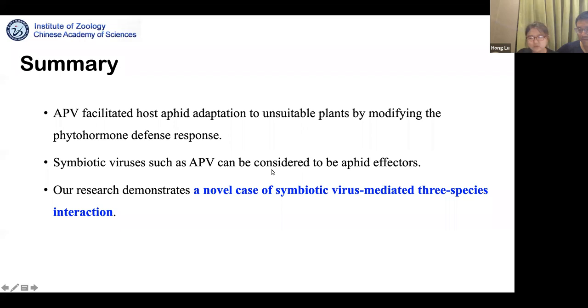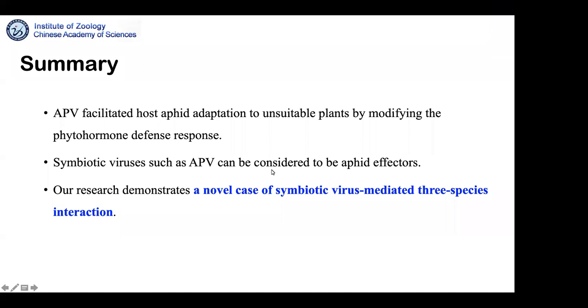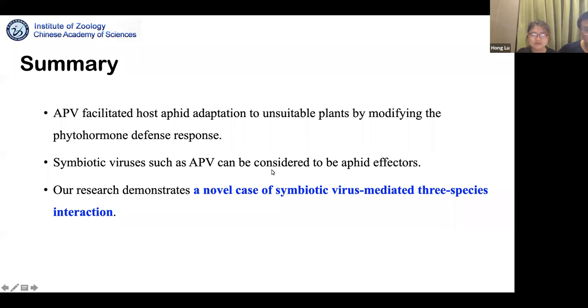How many progeny can you produce? Right, that's what I'm thinking. So is that increased in the APV aphids? The progeny number in the APV infected aphids decreased. So you're measuring fitness not by number of progeny, but by lifespan and by feeding parameters.